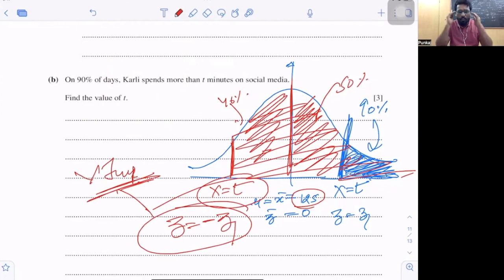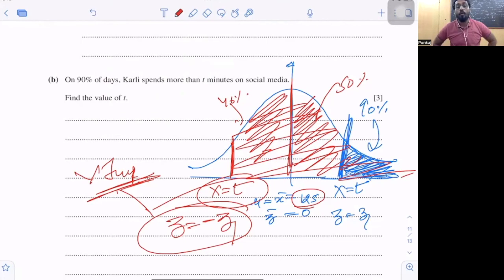For that, you first need to know that the graph of x and the graph of z are one and the same graph. For a particular value of x, there will be a respective value of z. So I know that for x equal to 125, which is the mean, the value of z is going to be 0. Any value ahead of 125 will give you a positive value of z, and any value before 125, less than 125, will give you a negative value of z.